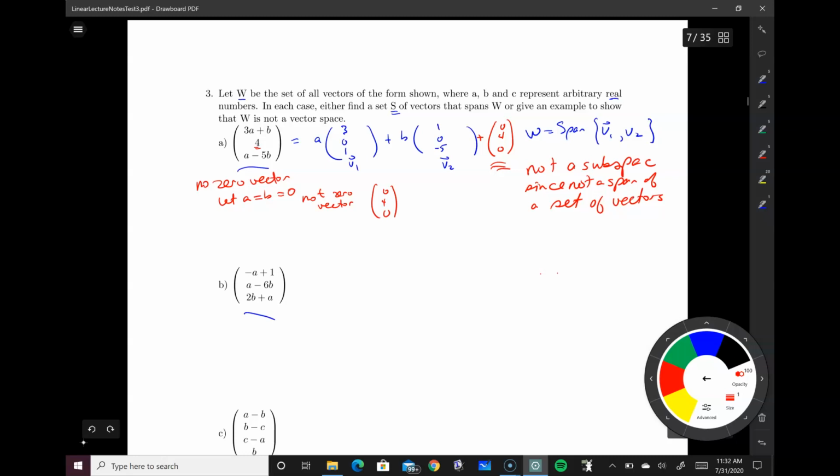All right, so let's see if I can break this up. Factor out an A, factor out a B, so I get a -1, a 1, and a 1. If I factor out a B, I'd get a 0, a -6, and a 2. Oh, but I still have this 1. So this is stopping me, right? So I can say it's not a vector space because it's not going to be written as a span of a set of vectors, or I can just go right to saying there's no 0 vector. I let A and B equal 0, I still get this, right? So not a subspace.